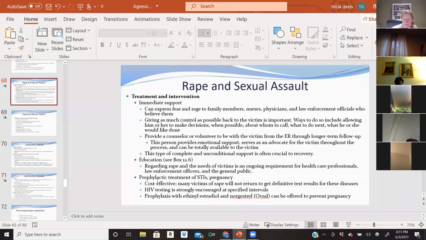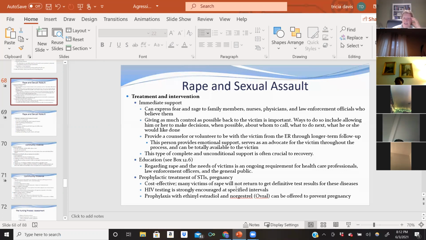We will also offer prophylactic treatment of STDs and pregnancy. Because of the cost, many victims will not return to get definitive test results for their diseases. They don't want to accrue any bills. They don't want to have to deal with any bills because it's going to make them think about the situation. And once they leave, they don't want to think about it anymore. So we want to make sure that when they're in the hospital, we can get them to consent to as many tests as possible, and then give them those results before they leave.